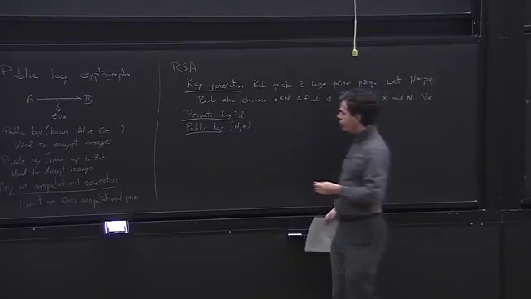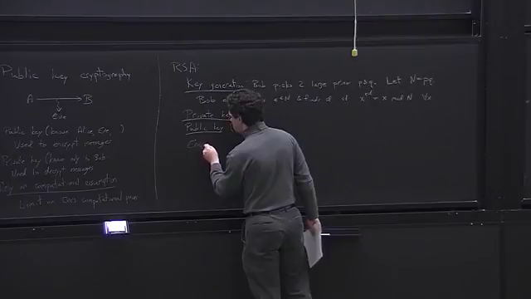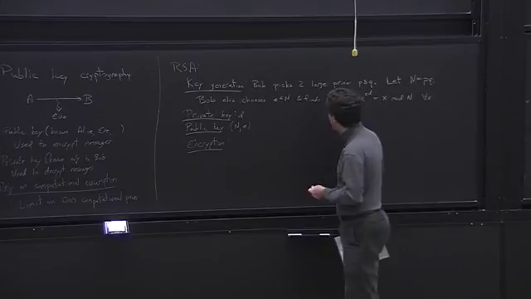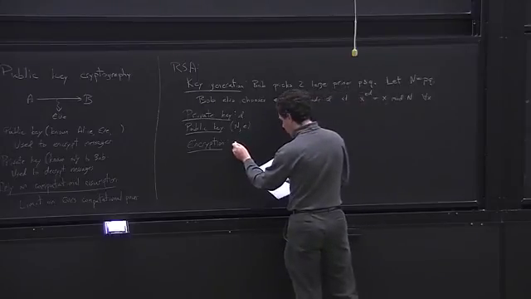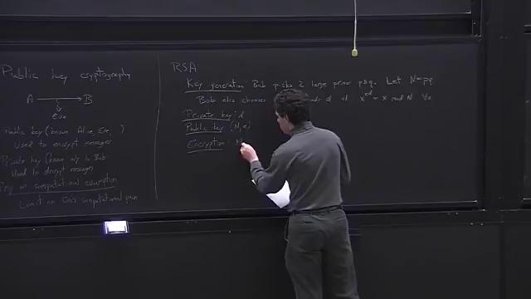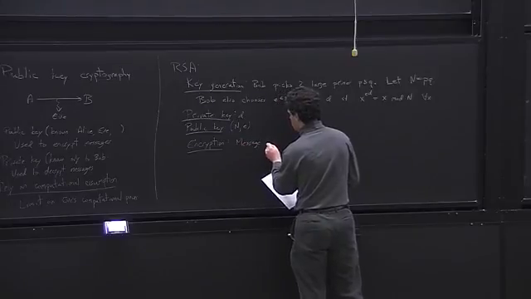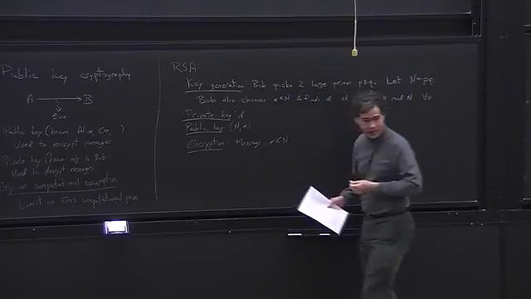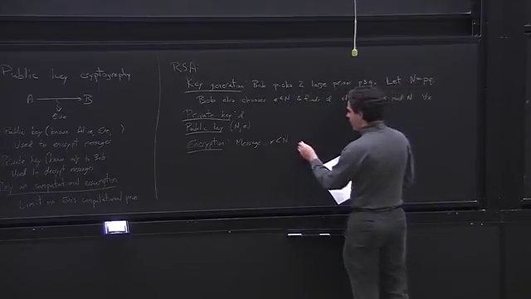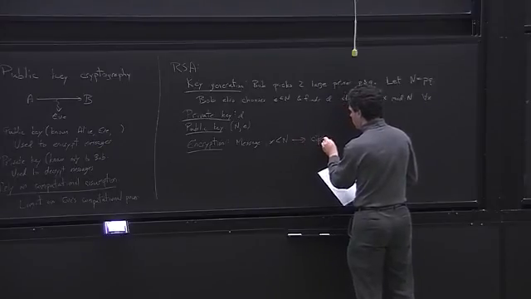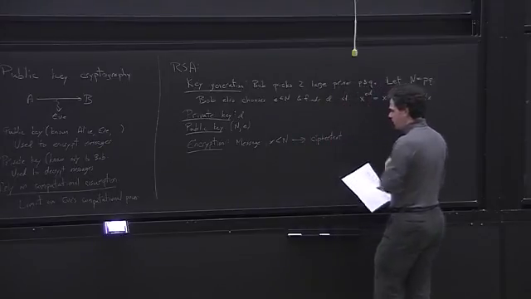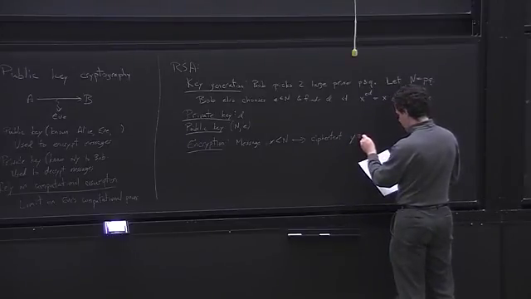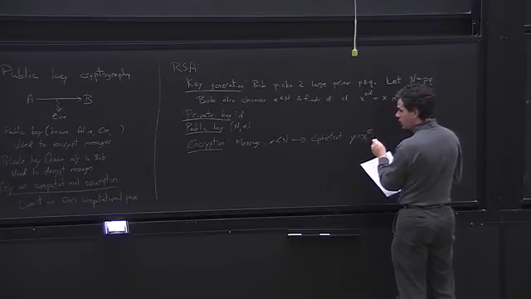Okay? And so encryption works by taking some message x, which I'm going to assume is some number that's less than n. And then we take that, we encrypt that into a ciphertext. This is the term for an encrypted message, which is x to the e mod n.